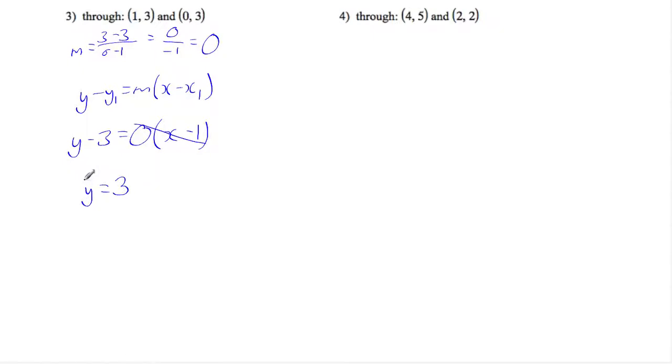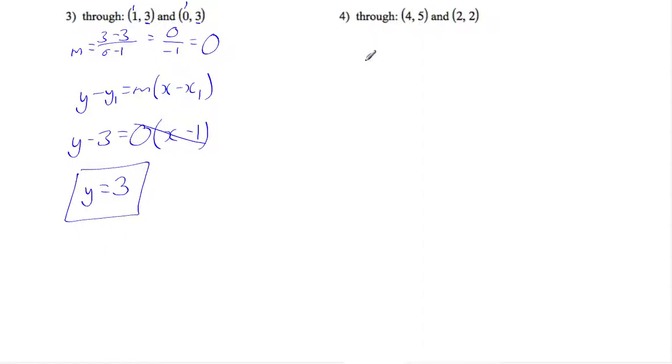Hopefully we can see that this is a horizontal line, which makes sense because here, both of our y values are the same. No matter the changing x value, we have a constant y value. It's just a nice horizontal line going across.